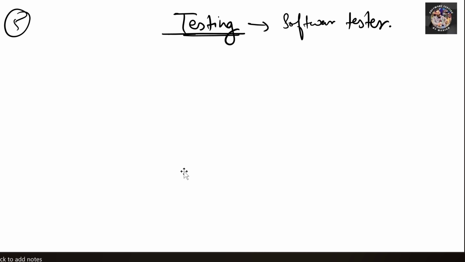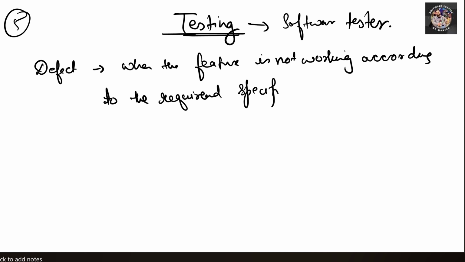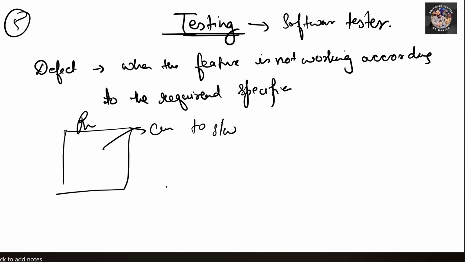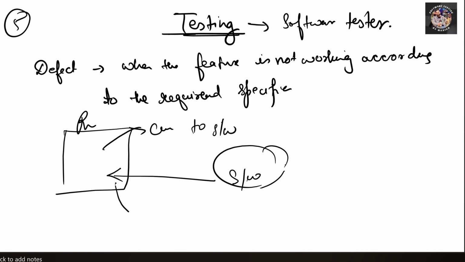So what is a defect? A defect is when the feature is not working according to the required specification. That is, whatever requirement is given by the customer company to the software company, the software should work on that only. If it is not working on the basis of the requirement, then it is a defect.